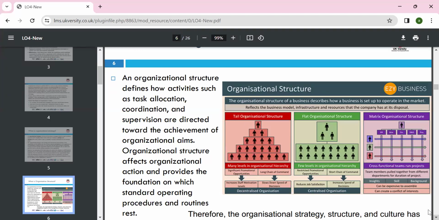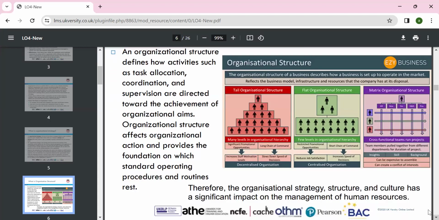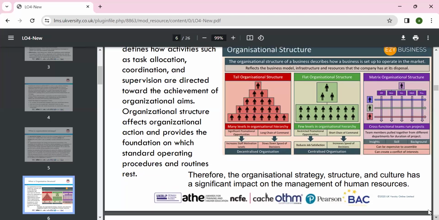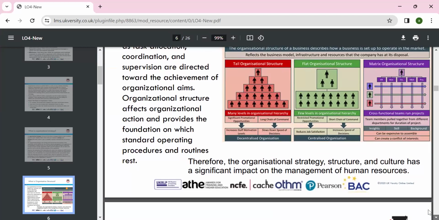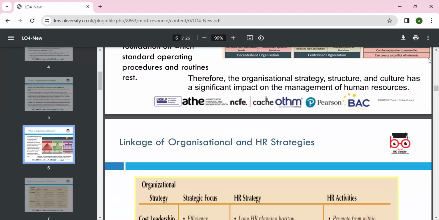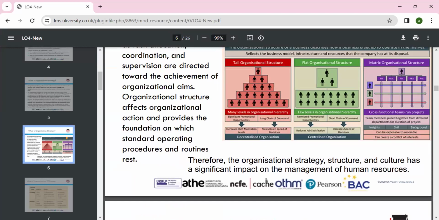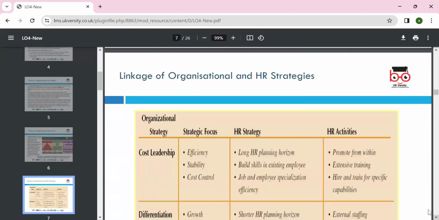So organization structure defines the activities such as task allocation, coordination, and chain of command, which we can look around, who is responsible for what. So organization strategy, structure, and culture have a significant impact on human resources. So we can look around HR strategies. Yes, so we can move to look around HR.